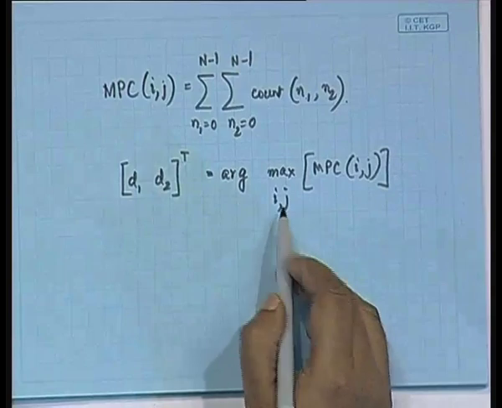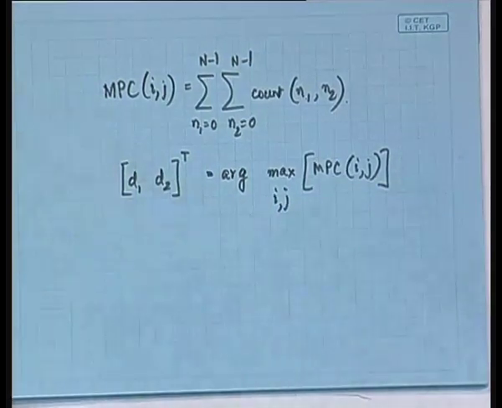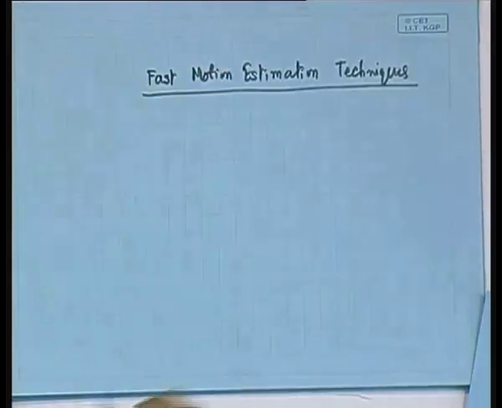In the case of any matching measure here, which is the value of i j that we use for searching? The entire search window. If it is the full search block motion, we will search everywhere within the search window. But in the case of fast search, we do not do that. We only search at some specific points, and those specific points are to be very judiciously chosen.